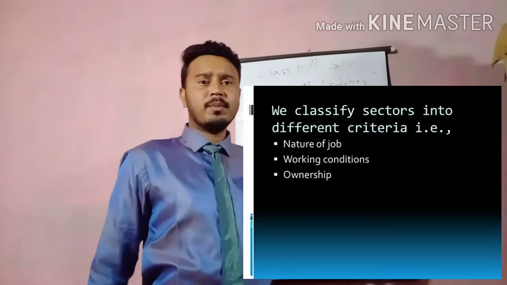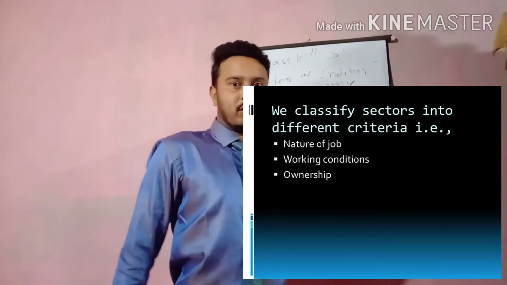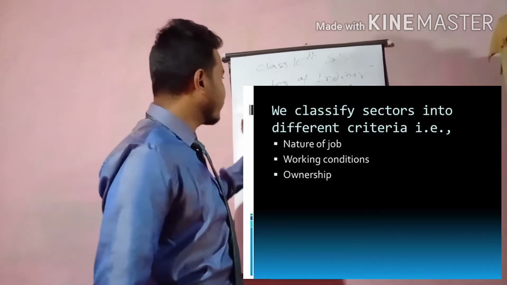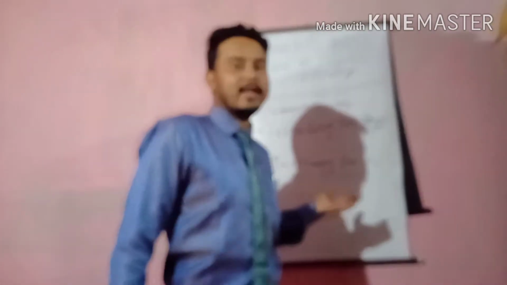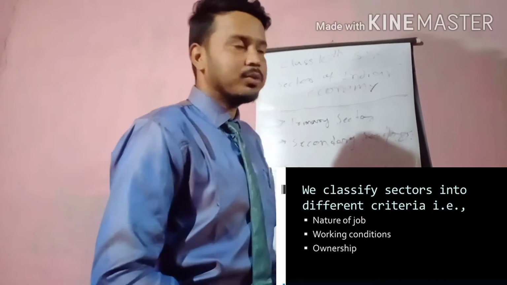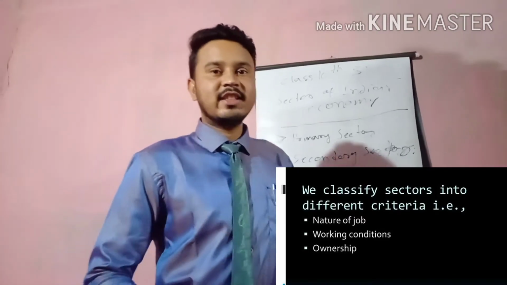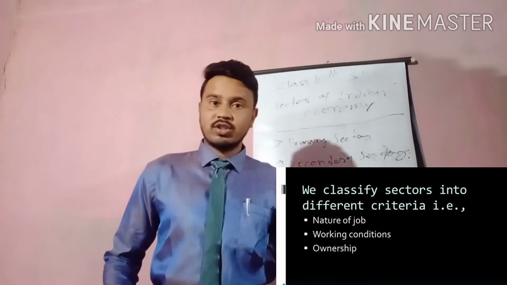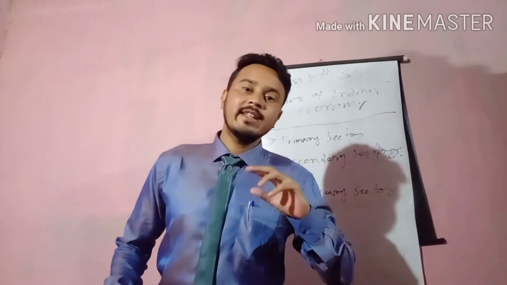On the basis of economic activity or the nature of the job, the sectors of the Indian economy are divided into three: primary sector, secondary sector, and tertiary sector. On the basis of ownership, they are divided into two: private sector and public sector. And on the basis of working conditions, they are divided into organized sector and unorganized sector.